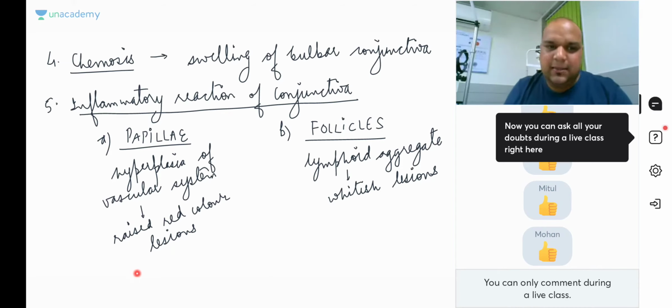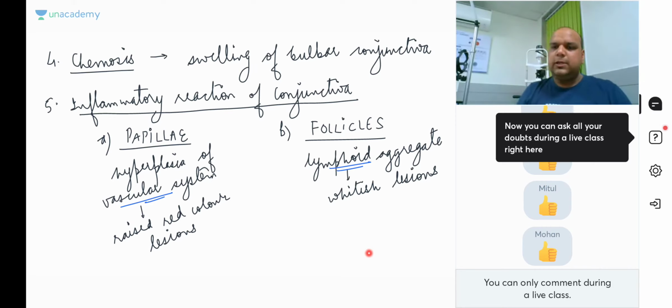So this is the basic difference: this is a reaction by the vascular system, but this is a reaction by the lymphoid system. That is why the appearance is either red in color or white in color. That is all that is needed to know in conjunctivitis, whether it is a papillary conjunctivitis or a follicular conjunctivitis. So I'll show you both photographs so that you understand it once and you'll never have a problem understanding this in your life again.